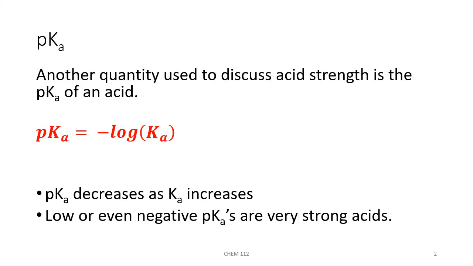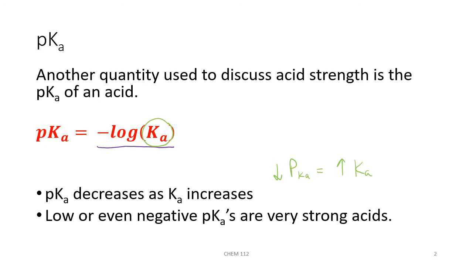Another term that's used to discuss acid strength is the pKa of an acid. The pKa is calculated much like how the pH or the pOH would be calculated, by taking the negative log, this time of the acid ionization constant, which is the Ka of the acid. As the pKa gets lower, the Ka would get bigger. So there's an inverse relationship between the two. A lower pKa equals a higher Ka. And we said that a higher Ka was a stronger acid. So a lower pKa refers to a stronger acid.